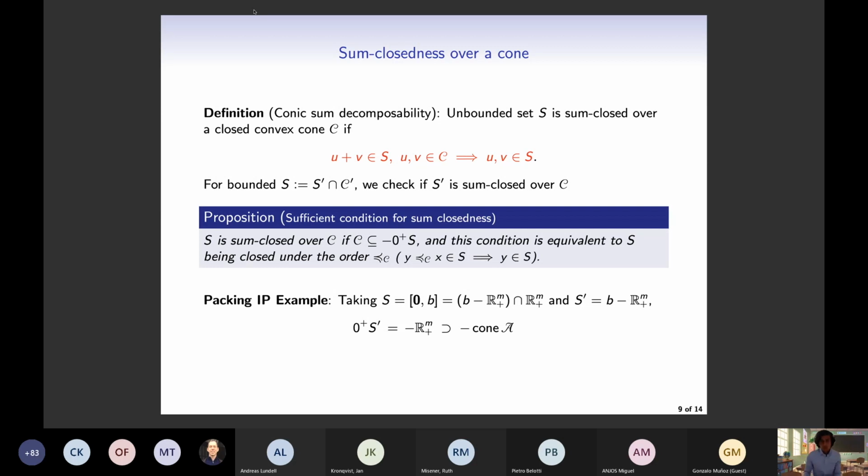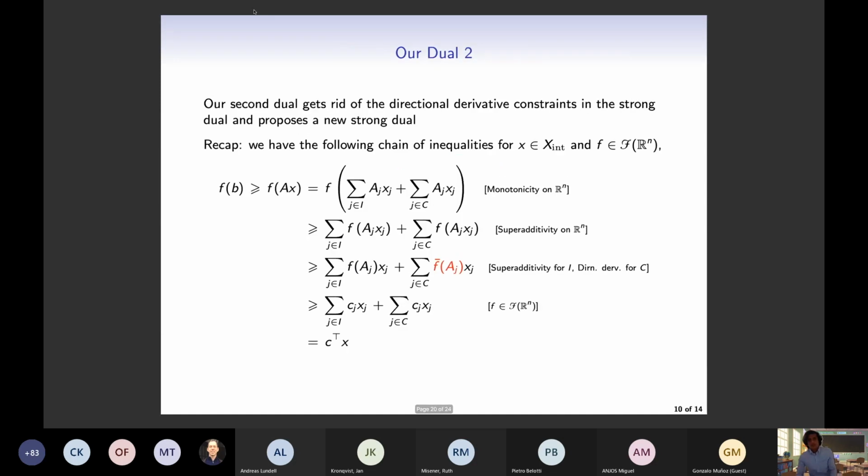All right, so that's the first result. But this dual, as I said, still has directional derivatives because it's just a refinement of the literature dual. So it still has all those constraints. What we've just done is we have shrunk the domain of the functionals. Okay, so our second dual is the one that gets rid of the directional derivatives and takes a new approach.